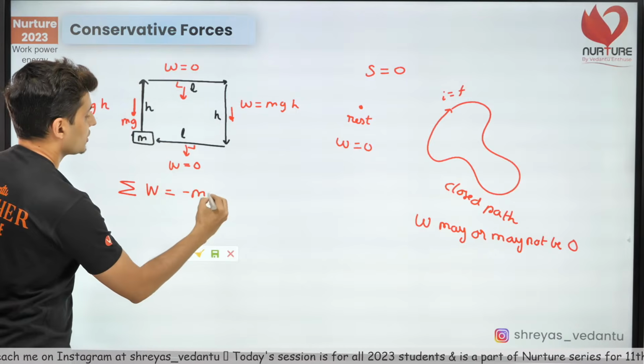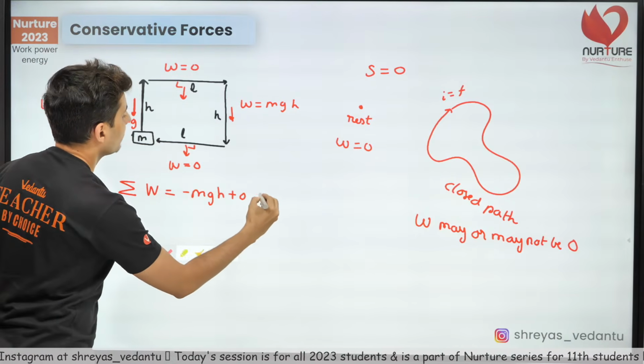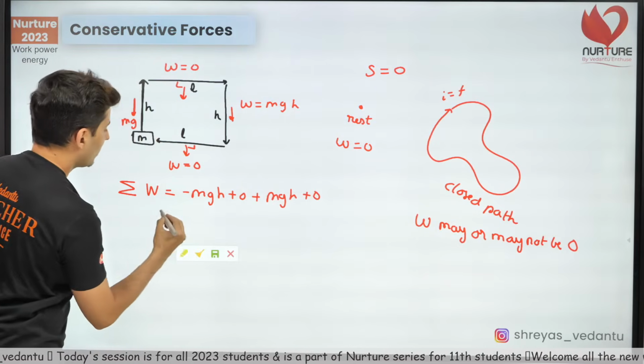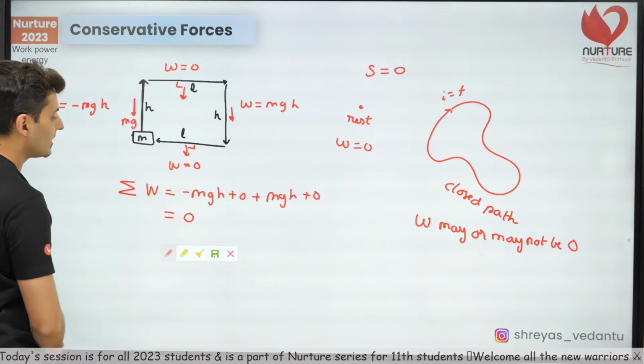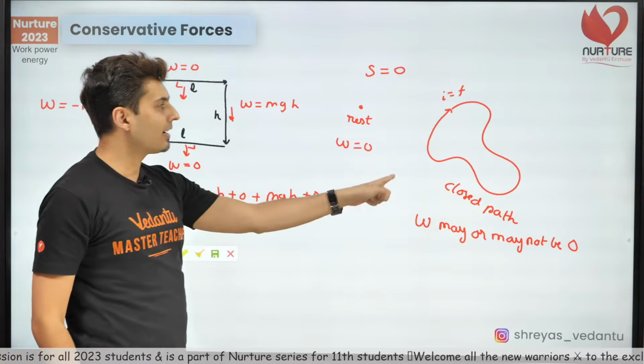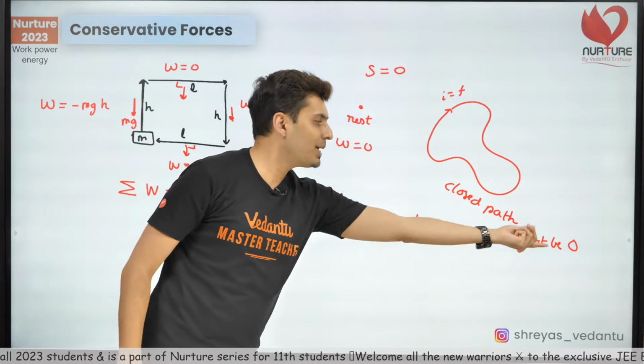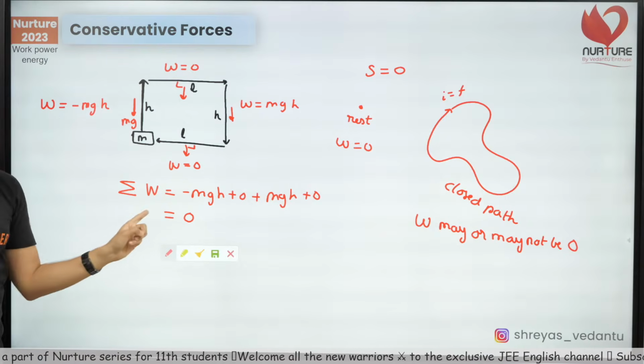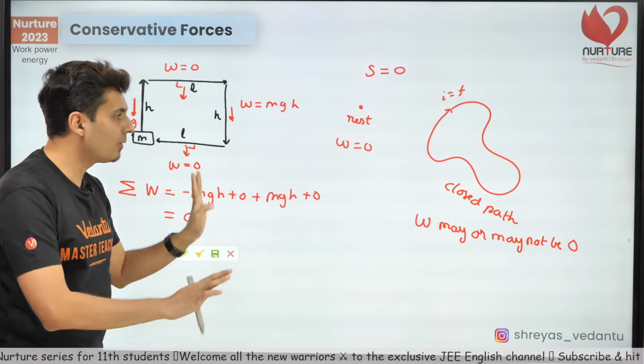Minus mgh plus 0 plus mgh plus 0, minus plus cancels, so the answer is 0. So the total work done in a closed path may be 0. You can see that, yes, definitely it is 0. Everybody seeing that? Total work done is 0.